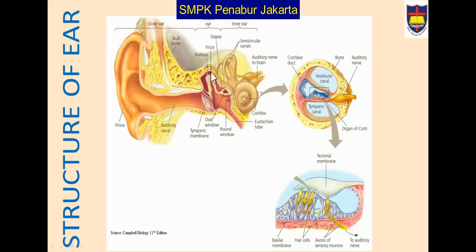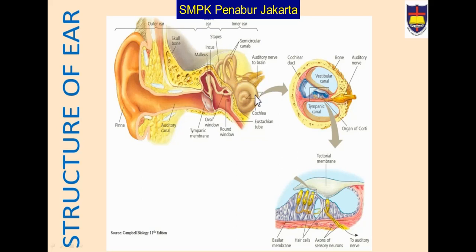Next parts are hearing bones or ossicles, consisting of malleus, incus, and stapes. Oval window, a membrane beneath the stapes. Eustachian tube, a passage that connects middle ear with pharynx to equalize pressure between middle ear and the environment. Semicircular canal that controls the body balance, and cochlea that is connected to auditory nerve.